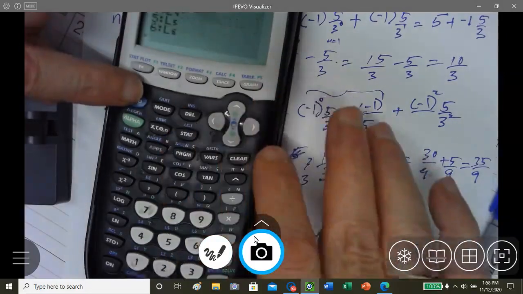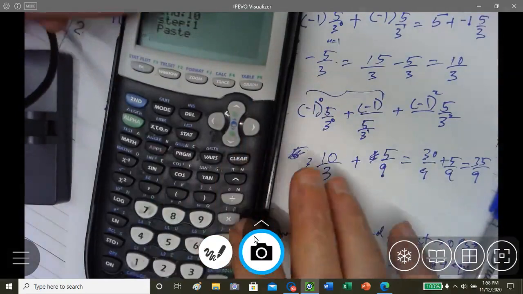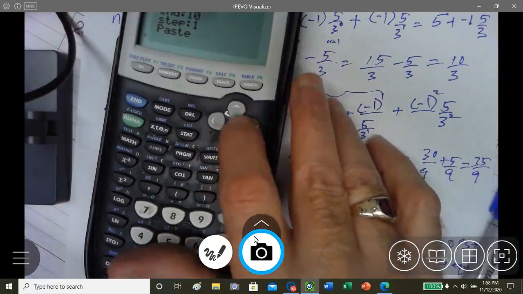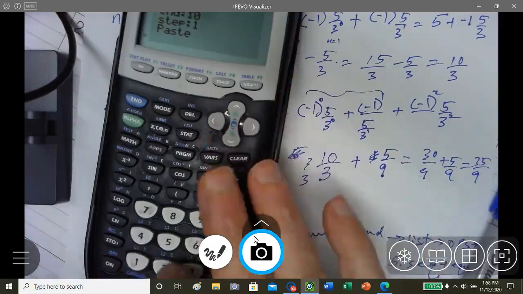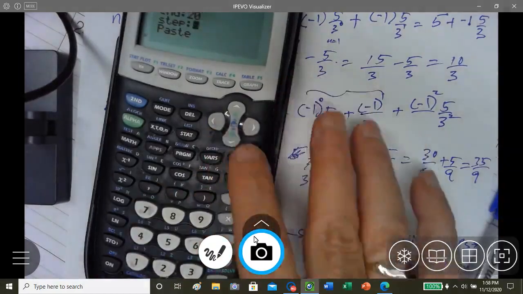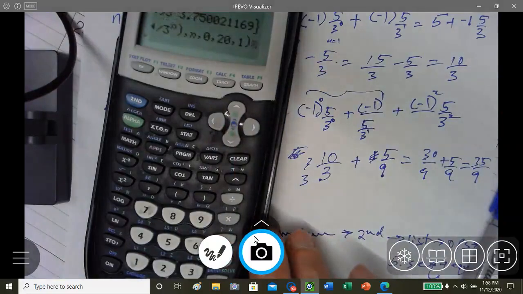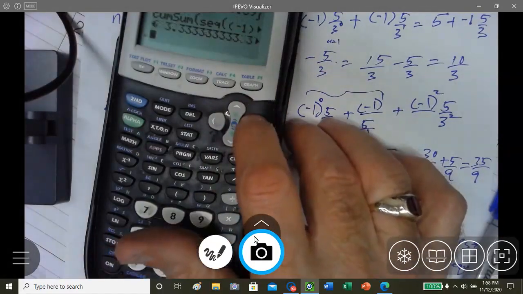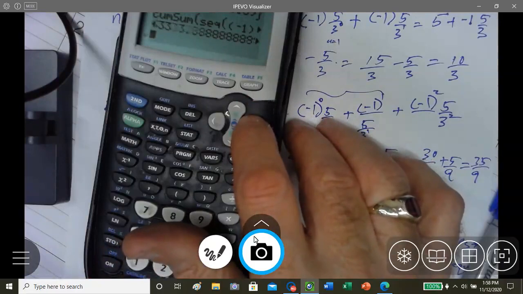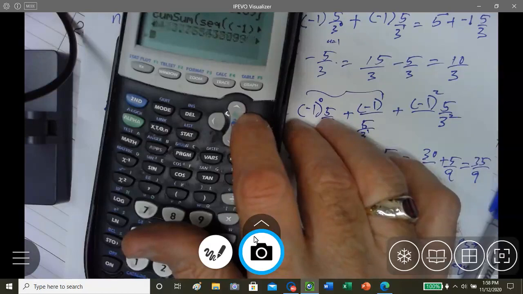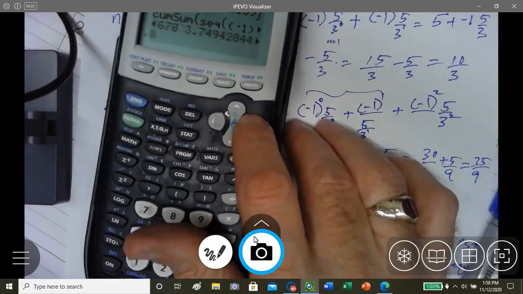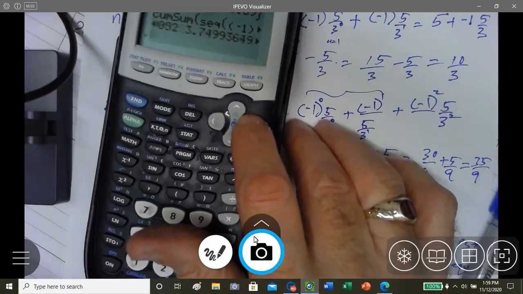So if we went further, if we went back, second and list, ops, 6 again, and then second and list, ops, 5 for sequence. Okay, this time we had the same equation, but this time let's go to 20. And leave it step 1 again. And so you see we have 3.3, 3.88, 3.70, 3.76, 3.744, 3.751, 3.749. So it's converging to 3.75 and 3.7499.